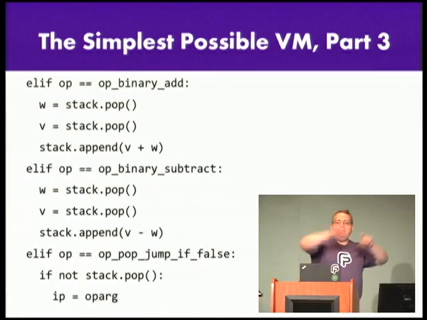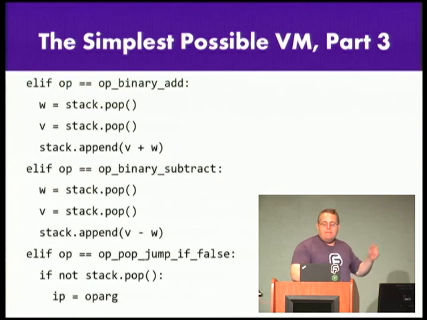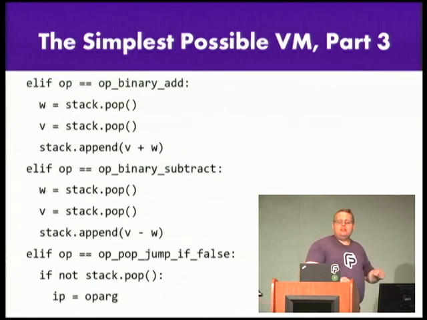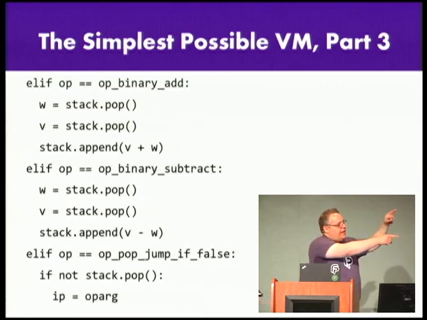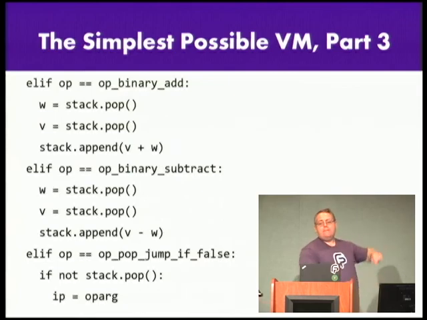Binary add, we pop the top two things off the stack, add them together, push the result. Same thing for subtract, except with a minus instead of a plus. Pop jump if false. This is flow control. We pop the top thing off the stack, and if it is false, then the oparg indicates the absolute position in the bytecode where we should jump to. And that's how if works. If the thing is true, we do this, else we're going to jump and do that, right?